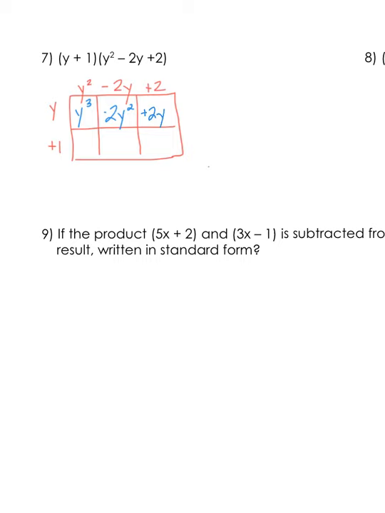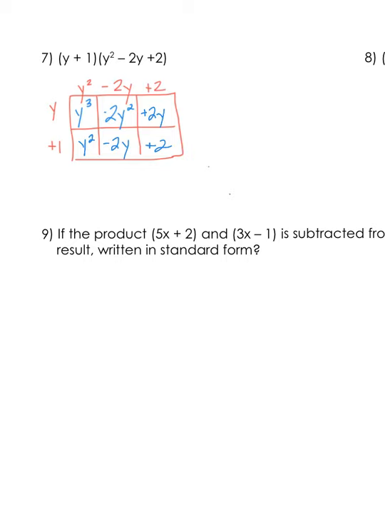Bottom row is really easy to do because we have a 1 as our row header. So anything times 1 is itself, right? 1 times y squared, well, that's y squared. 1 times negative 2y, that's negative 2y. 1 times 2, positive 2. So it's a very easy row to fill out.